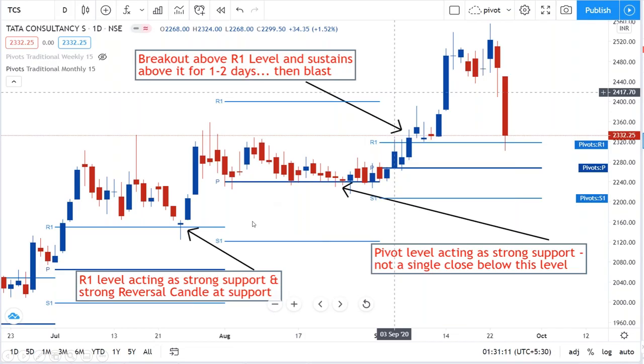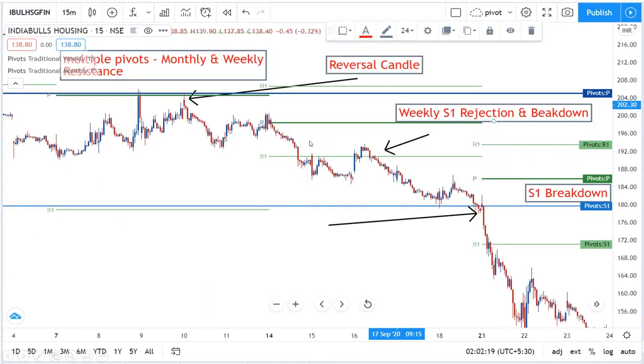Then again in August, see the way the stock took support at the pivot; hardly any time did it close below the pivot point. It was always consolidating above the pivot point, which acted as a strong support here. Now again in September, can you see it broke above the monthly R1 level, and see the move. So breakouts above these levels, or support at these levels, are also important. They are working. Now let's see the multi-pivot support or resistance levels.